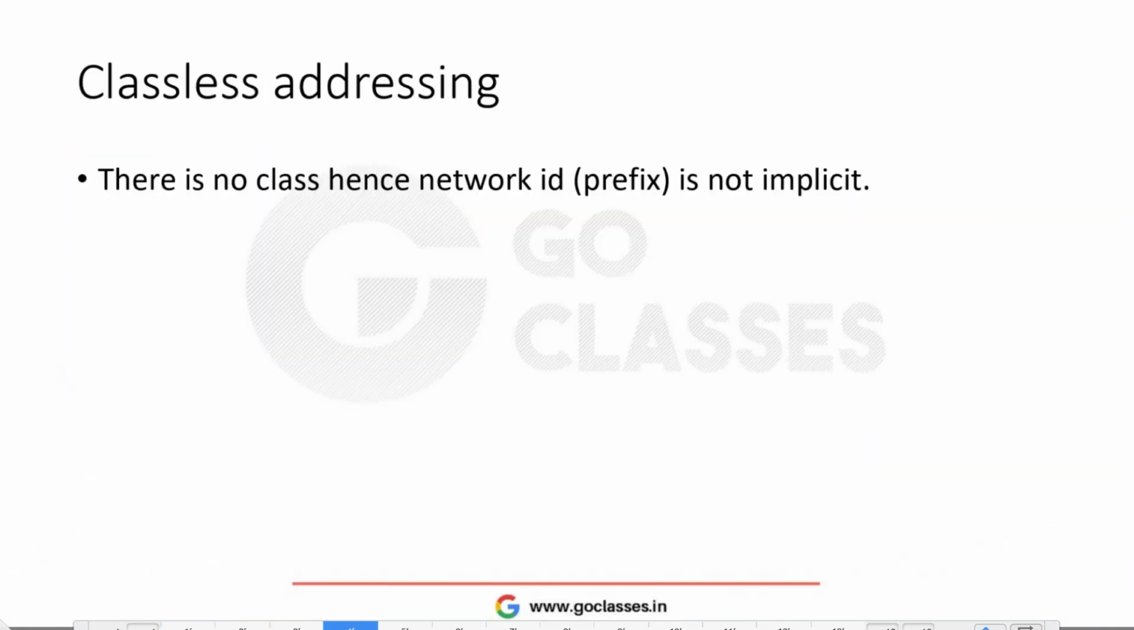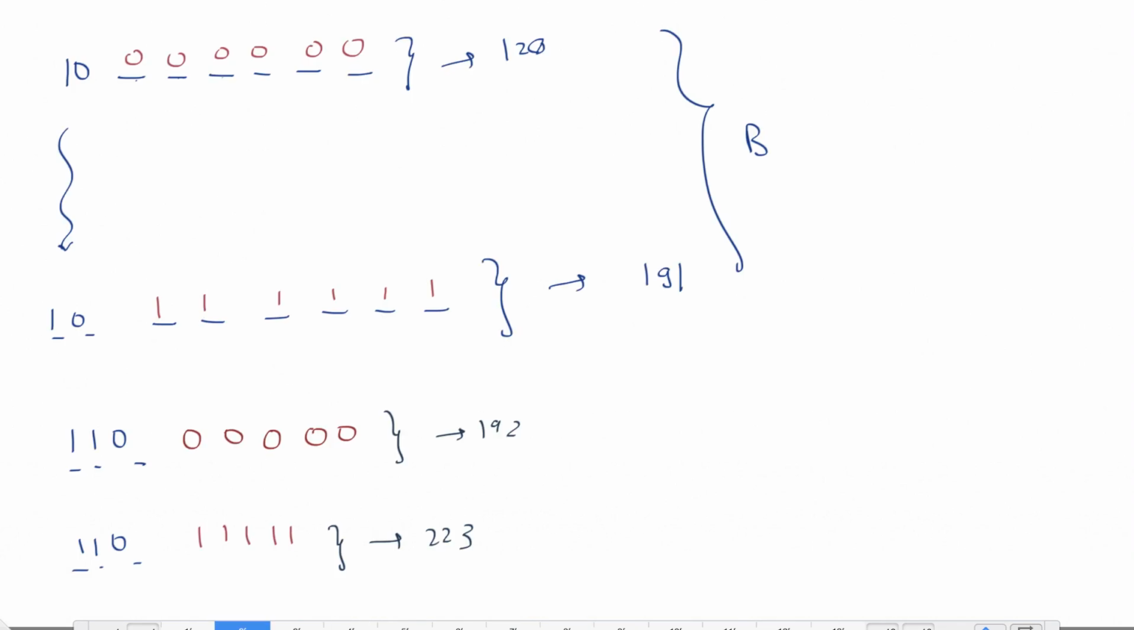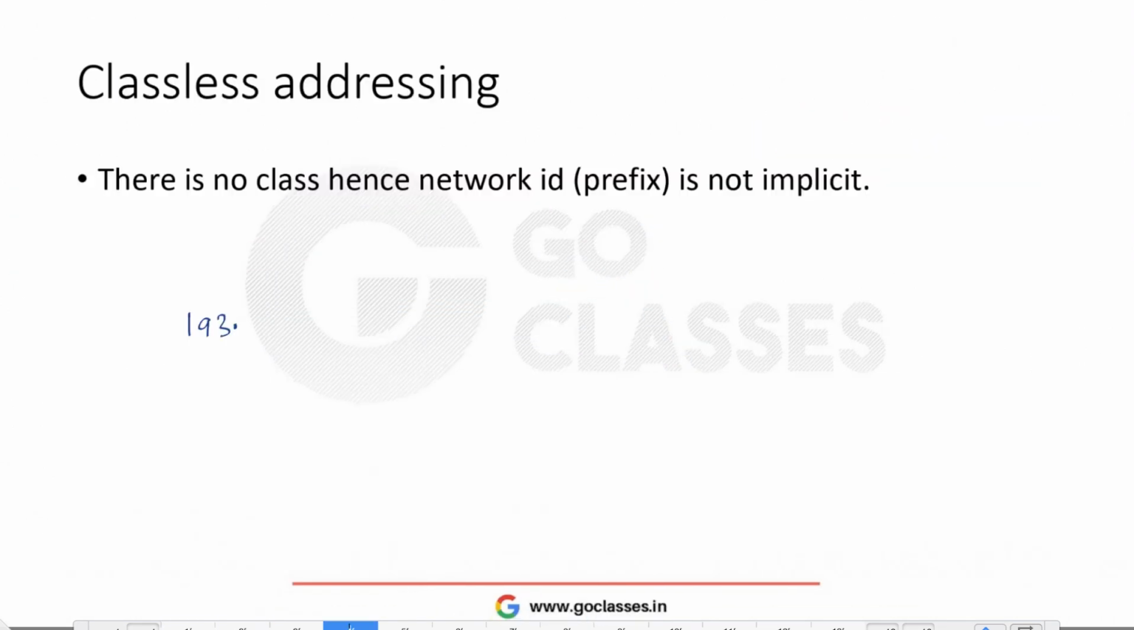But in classless addressing, there is no notion of classes, which means by looking at this IP address, 193.3.3.7, you cannot tell me it belongs to some class, because there is no notion of class. Then what to do? Here, telling the network ID is not implicit, which means we need to tell the network ID explicitly.